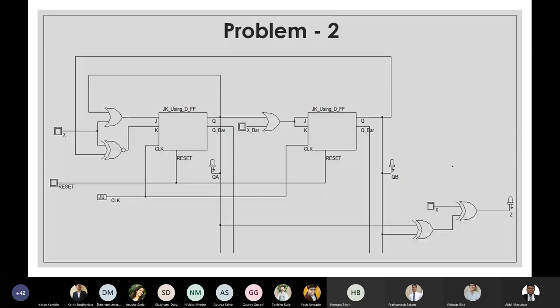So that's it from my side, and sorry for the interruptions today. There was a major power failure outside the college. Because of that, the network was getting disturbed. In the college, there was no problem.